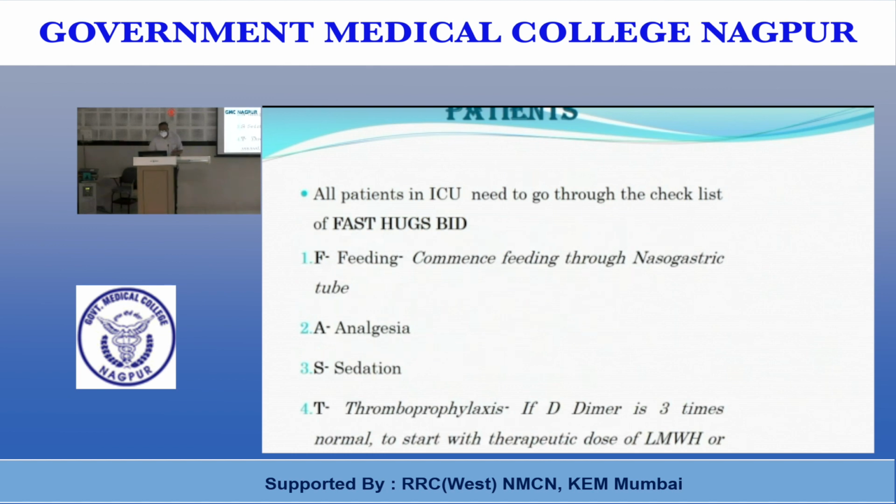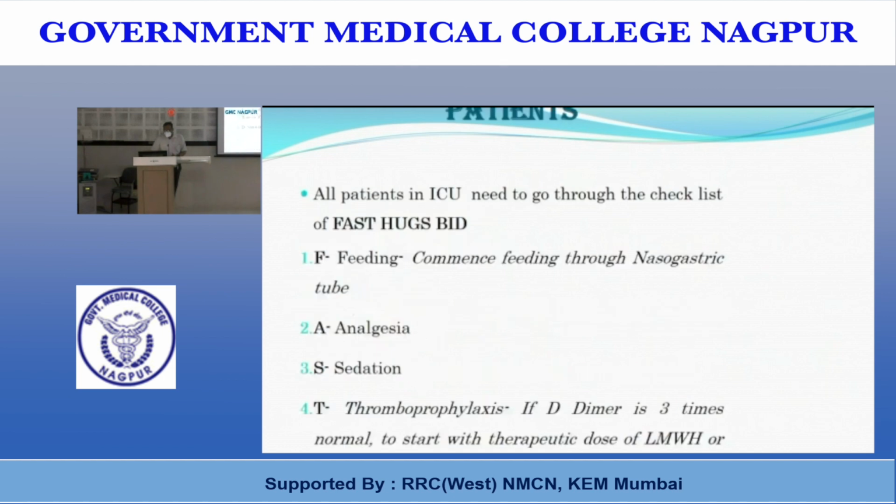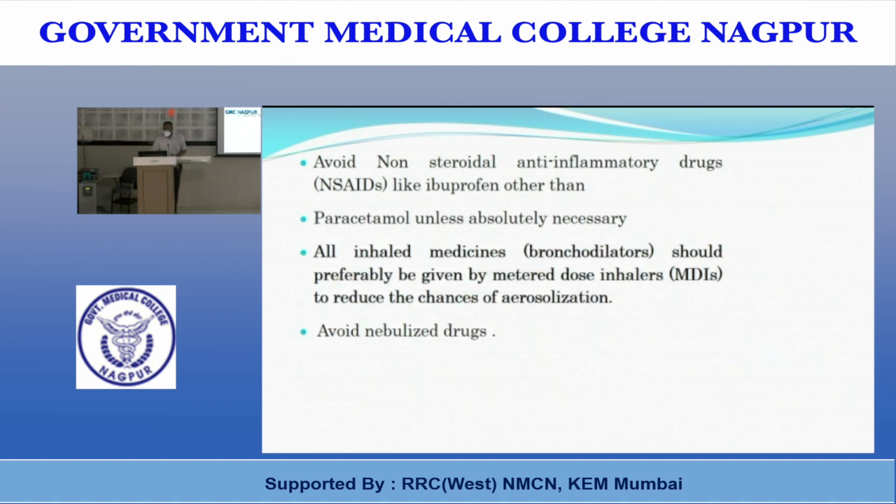Then all ICU patients need to go through the checklist. That is the FAST HUGS BID, which the medicine people have already told you. Feeding, analgesia, sedation, thromboprophylaxis, glycemic control, spontaneous breathing trial, bowel movement, catheter care, if there is neurological disability. Avoid NSAID like Brufen and all these things. Use paracetamol whenever necessary. All inhaled medicines, that is the bronchodilator, preferably given by the metered dose inhaler to reduce the chances of aerosolization. Avoid nebulized drugs.